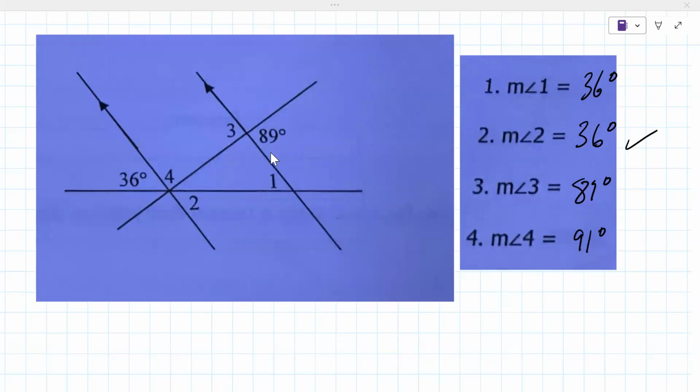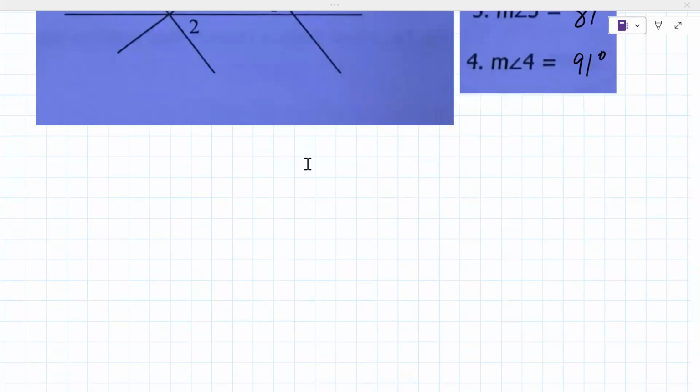What's the right wording for 3 and 89? 3 and 89 are vertical angles. Yes, very good. And 3 and 4 are same side interior angles, consecutive angles, adding up to 180. Keep in mind as we move to the next problems, you have two things we've talked about here: they either are congruent, which means they're equal, or they add up to something.